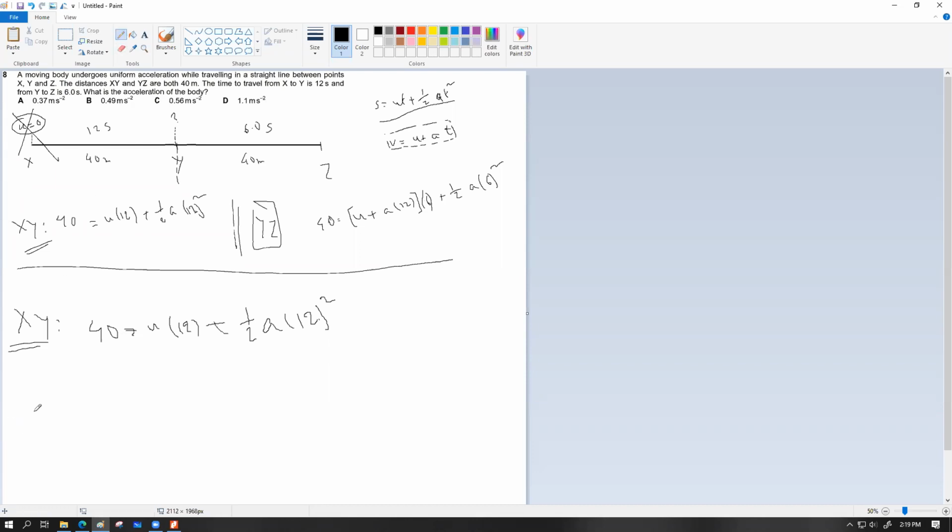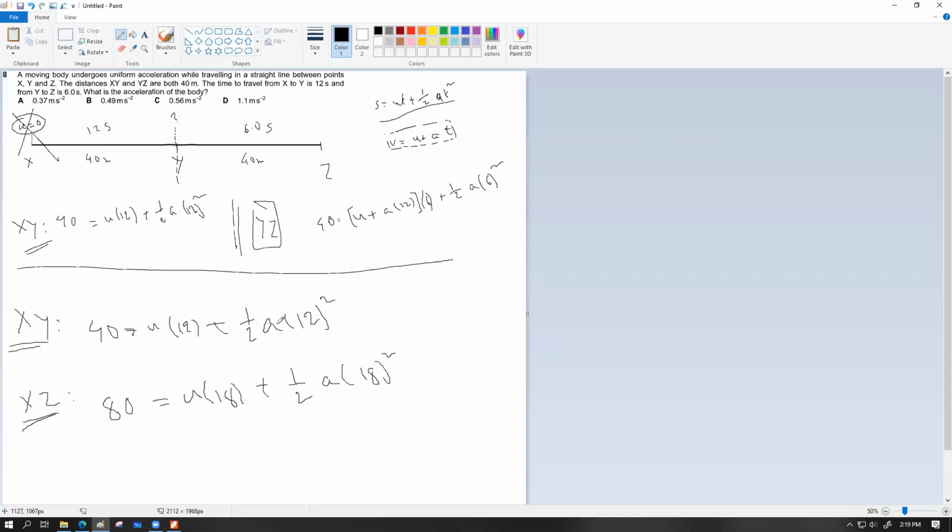And then if you go for the segment XZ, if you wonder why XZ, it is because the question says that the acceleration was the same through the entire motion. So we can work for the XZ part. Here's the benefit. For the entire XZ segment, your total distance covered is 80. Your initial velocity is still u, whereas the total time you require is 18 seconds. So ut plus half a 18 squared.